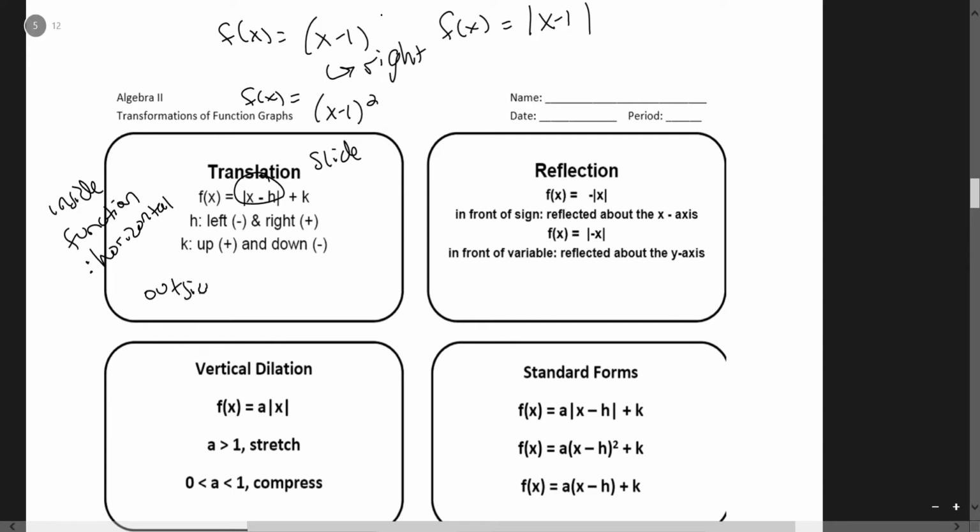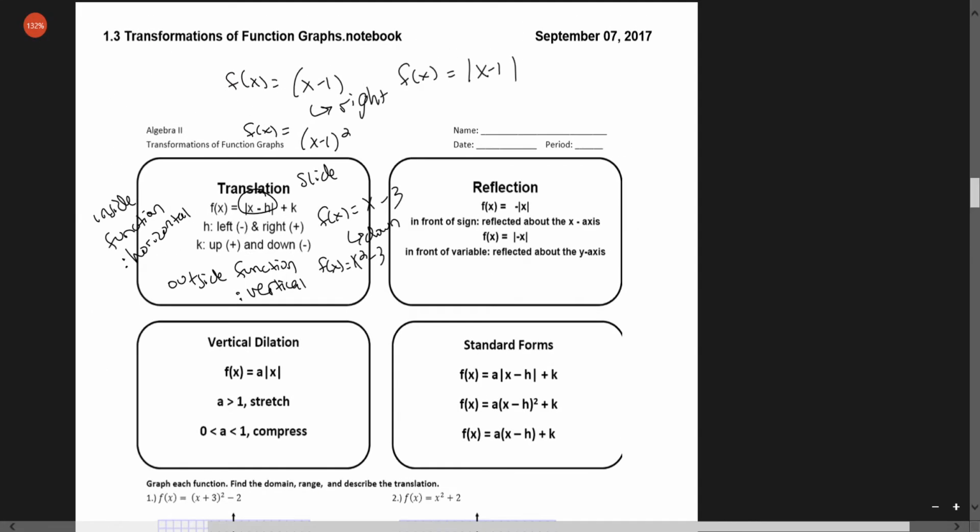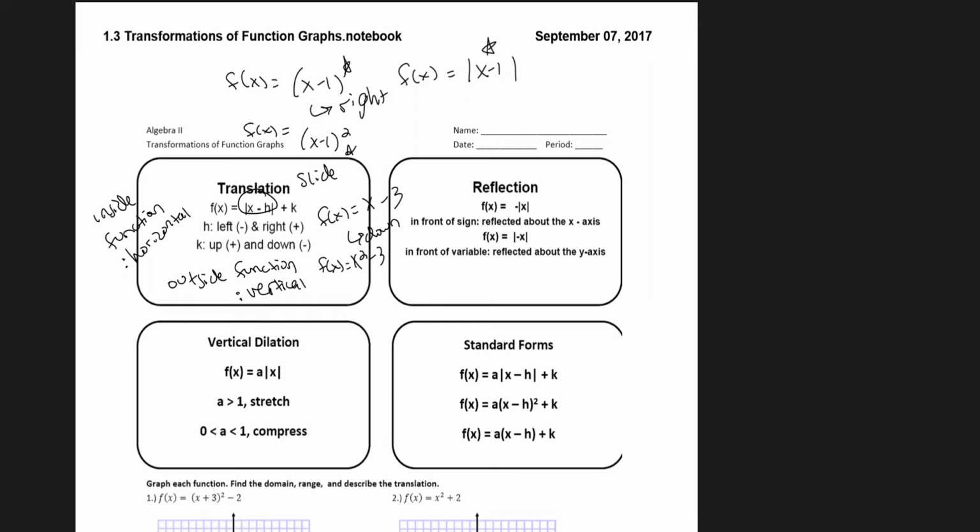When it's outside the function, that means it's vertical, and that's the one that fits the way we expect it to. So if I said f of x is equal to x minus 3, that's going to go down 3. If I say f of x is equal to x squared minus 3, similarly it's going down. But again, notice it's outside the function. It doesn't have the parentheses. So anytime inside the function, it's horizontal. Outside, it's vertical. The horizontal ones are the ones that are backwards.